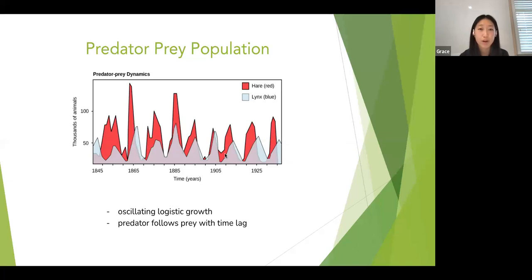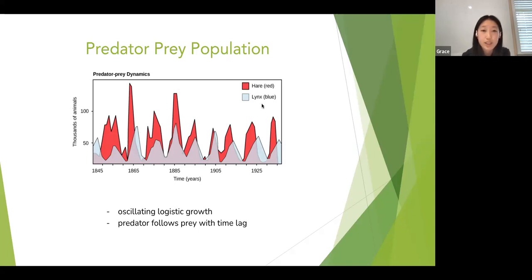Okay, finally we have the predator-prey population, and this is similar to logistic growth. It's just, like I said, more of a pattern than a separate pattern by itself. And this is going to be an oscillating logistic growth because it goes up and down, which basically, oscillating is like going back and forth.